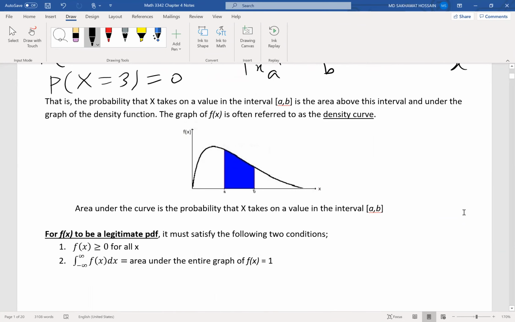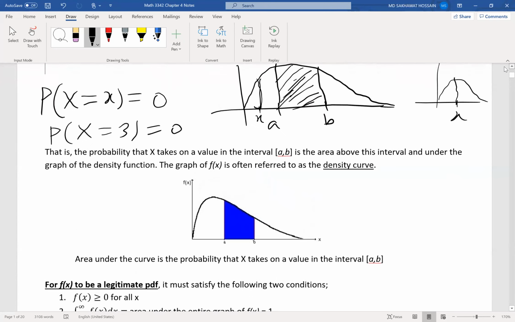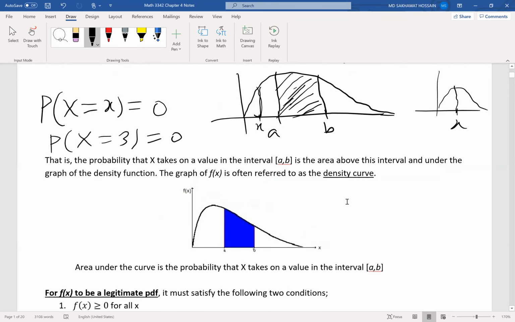Here you are given the probability of x between a and b. This is the area under this curve, and the shaded region is the probability. Now the question is, what is the total area under this curve? Can anyone tell me what the total area under this density curve will be? Yes, you said 1. Yeah, you are correct.